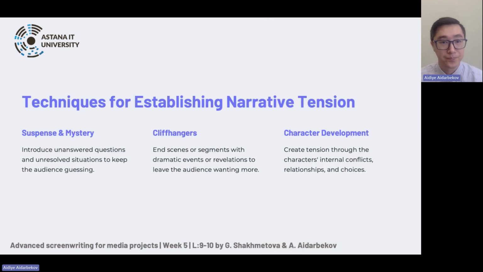Okay, let's move on. Let's talk about some techniques for establishing narrative tension. Firstly, we can discuss in our next lectures Alfred Hitchcock and how he creates suspense. Usually, in Hollywood, we call him the master of suspense. One of the first and most important techniques in establishing narrative tension is suspense and mystery.